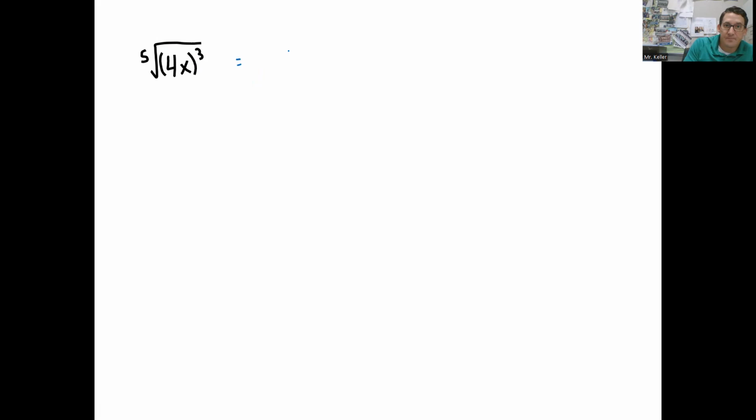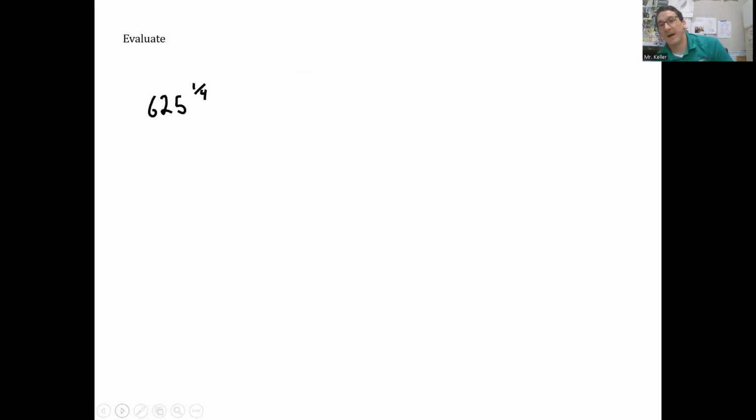This one, put the 4x in parentheses. Fractional exponent, power is on the top, so the 3 goes on top. The root is on the bottom. There we go. Evaluate. So these might be helpful to think about what we're going to do.